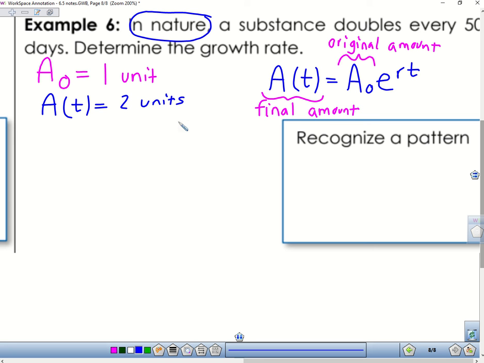We want to figure out what the rate is based on the time that it took. It took 50 days for it to double. Let's figure out what that rate is. So we're going to plug into the formula here. The final amount is equal to the original amount times e to the amount of time times the rate, which we don't know, which is r. Well, 1 times anything is just itself.